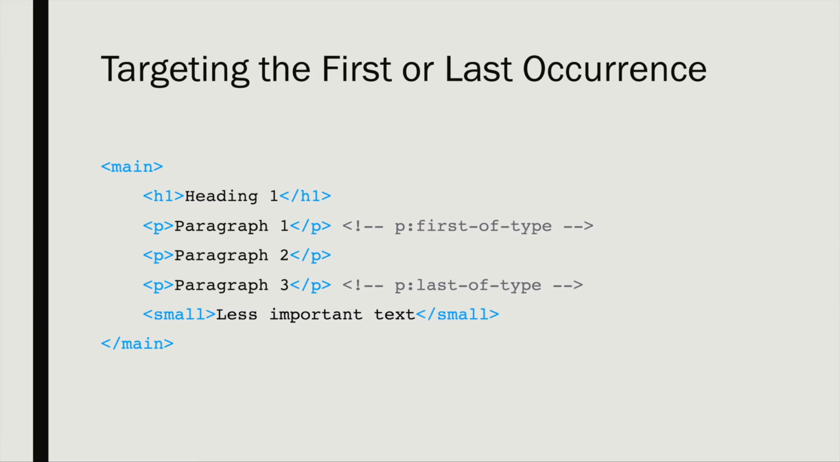If you want to target the first or last occurrence, instead of saying first or last child, you can say first or last of type. That is 3 words with dashes in between. So in this case, you can say regardless of whatever the first child is, whether an H1, anchor tag, image, whatever, you can specify the first of type and then P to specify the first P tag in the element. Same goes with the last of type by specifying P last of type to select the last P tag inside the parent element.